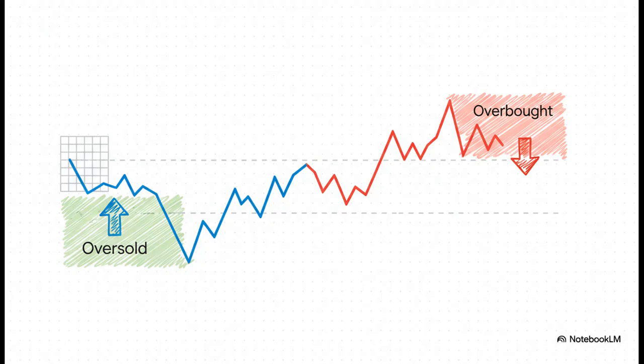Now, the two key numbers you really need to burn into your brain are 30 and 70. When that RSI line drops below 30, we consider the stock oversold, which could be a potential buying opportunity. And when it climbs up above 70, we see it as overbought, a potential chance to sell. These are the zones we're going to be watching like a hawk.